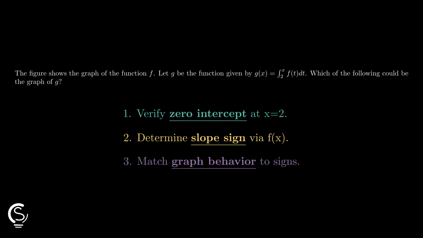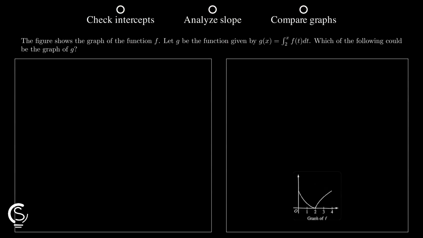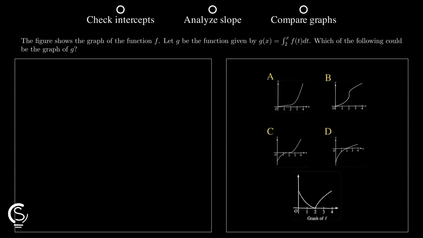Graphs of accumulation functions look intimidating, but you can solve this in 60 seconds by checking the intercepts and the slope behavior of the given function. Since g is defined as the integral from 2 to x, g of 2 must equal 0. Look for the graph that crosses the x-axis exactly at x equals 2.